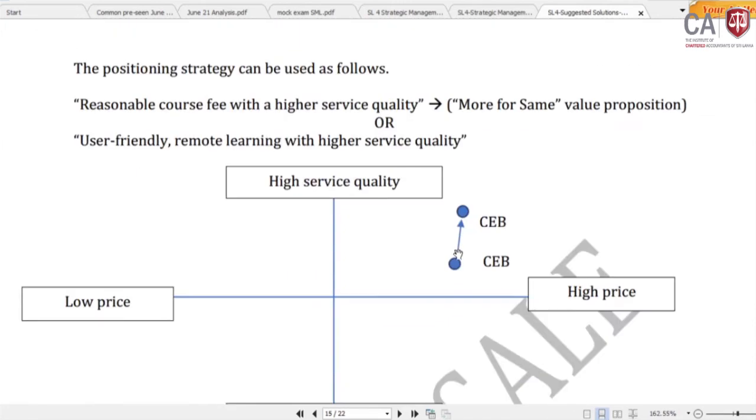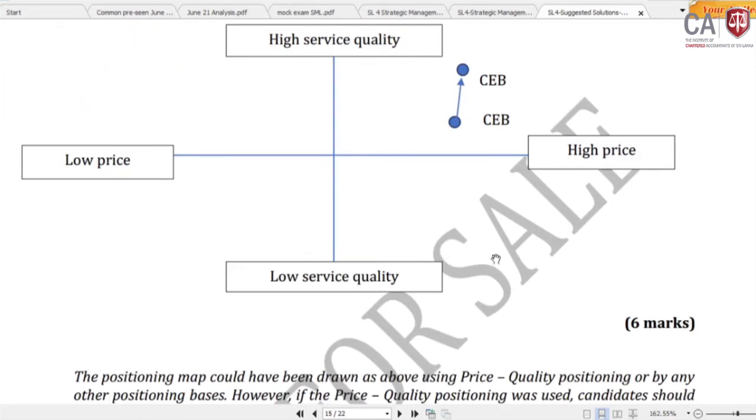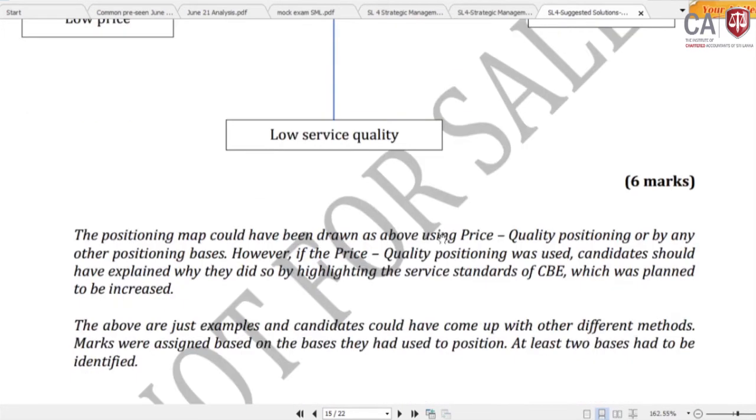The positioning strategy can be used as follows: reasonable cost with higher service quality, or user friendly remote learning with higher service quality. Yes, so see, the examiner has identified a similar one: high service quality, then high price. In that scenario, he has identified that one, not low price with low service quality, or low price with high service quality, or low service with high price, similar to what we have identified.